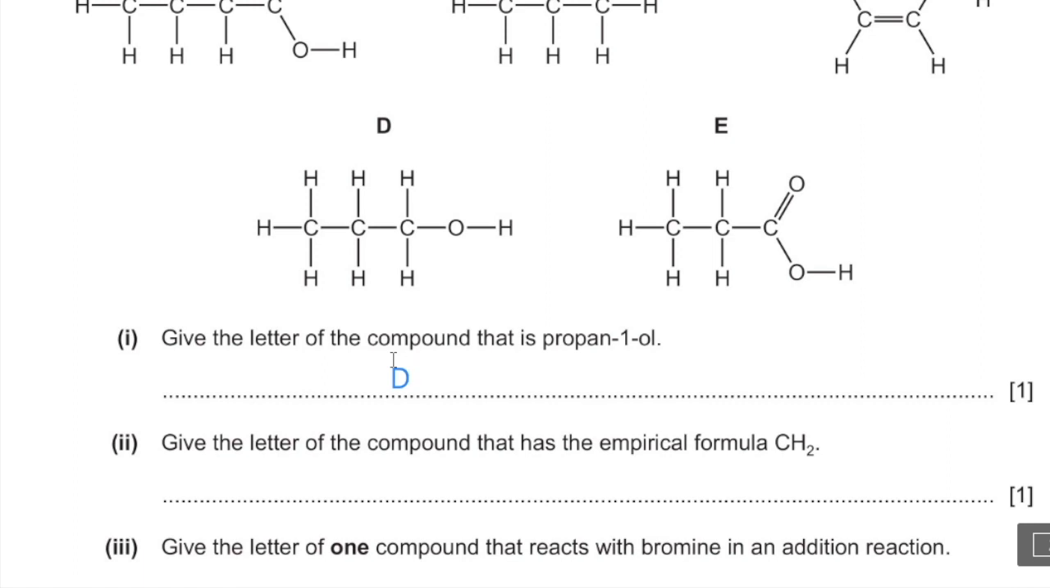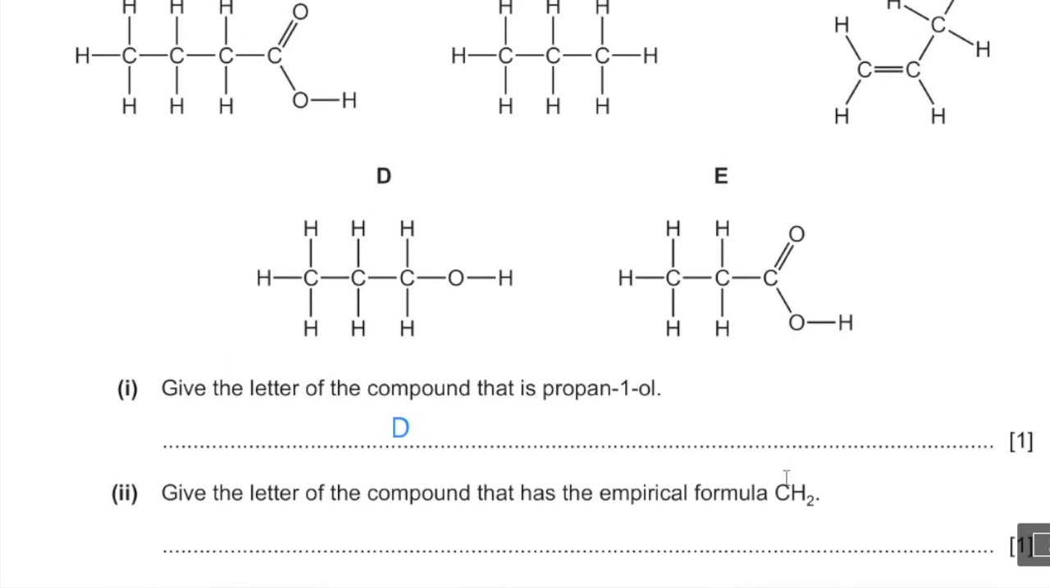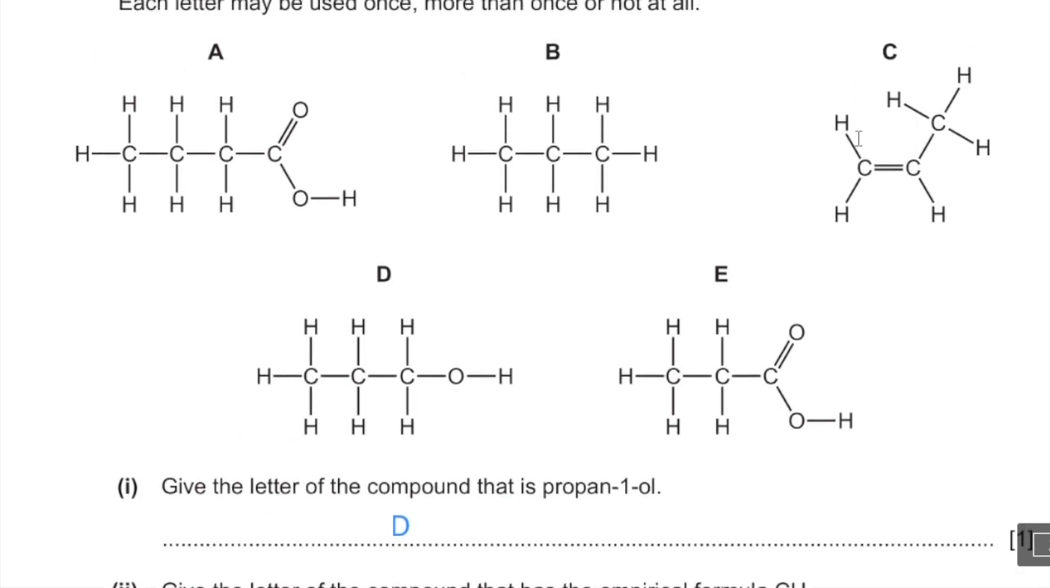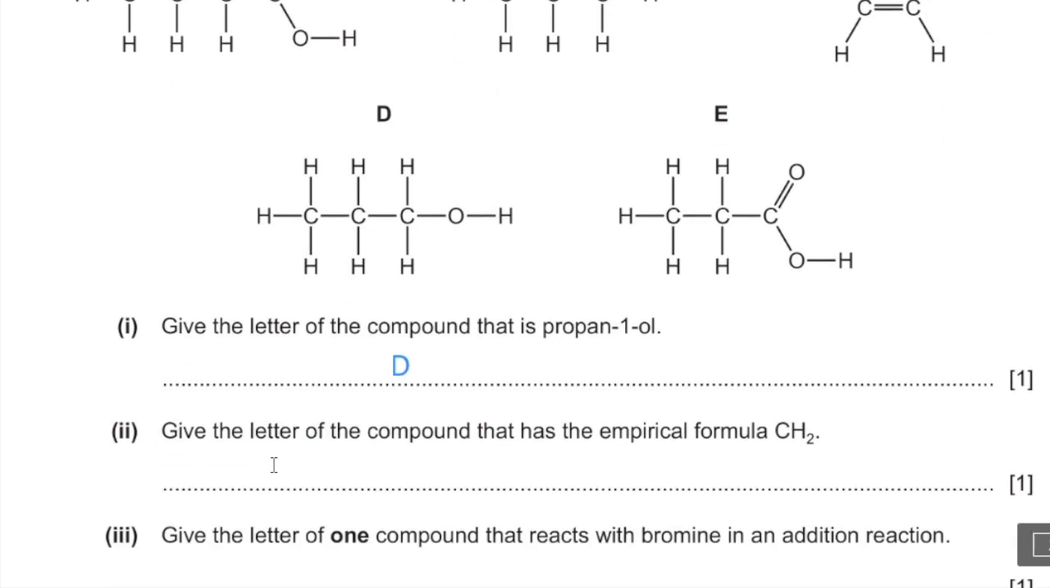Give the letter of the compound that has the empirical formula CH2. So the compound which has carbon and hydrogen atoms in the ratio of 1:2. And C over here has 3 carbon atoms and 6 hydrogen atoms, which is exactly the ratio which we are looking for.